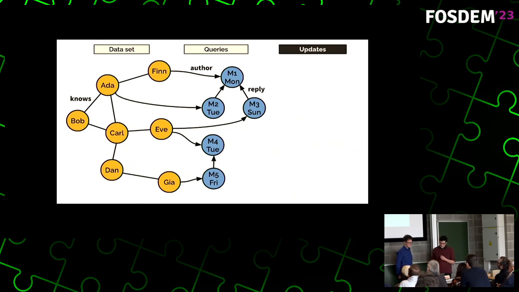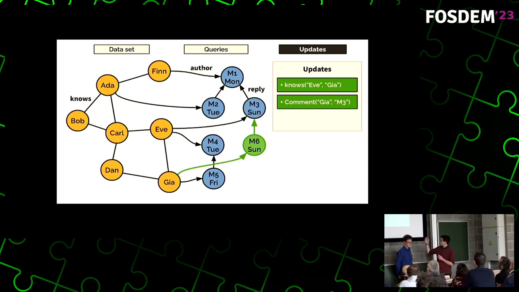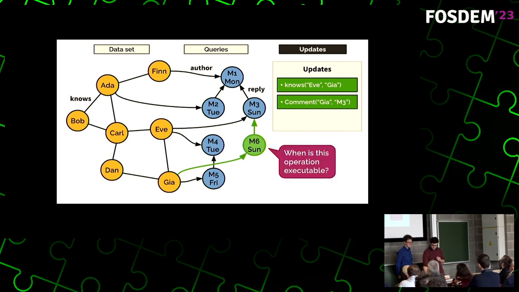So now we're going to the updates. For example, if Eve and Gia want to be friends, we insert a knows edge, and this is then formed into the network. Suppose that the next operation is inserting a comment. So Gia comments, replies, on a message posted by Eve, and both messages are posted on the same date. Then we have another problem, because when we are executing these operations concurrently, it can happen that the reply is earlier than the message in the social network, causing an error.